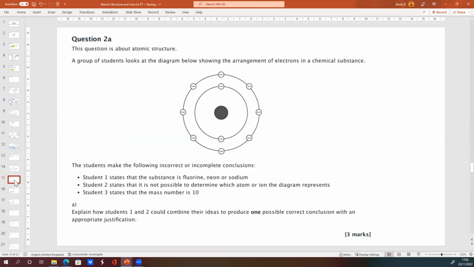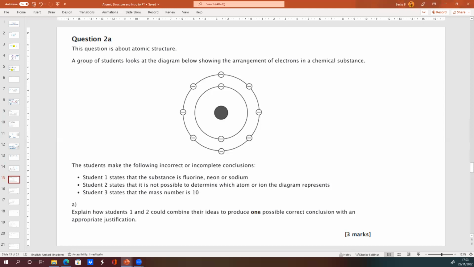Okay, so we've got just a question about atomic structure. A group of students look at the diagram below showing the electrons in a chemical substance, and the students make the following, and these are either incorrect or incomplete conclusions. Okay, so we've got students 1, 2, and 3. So part A is to explain how student 1 and 2 could combine their ideas and produce one possible correct conclusion. So these two need combining. Okay, so have a read of them.